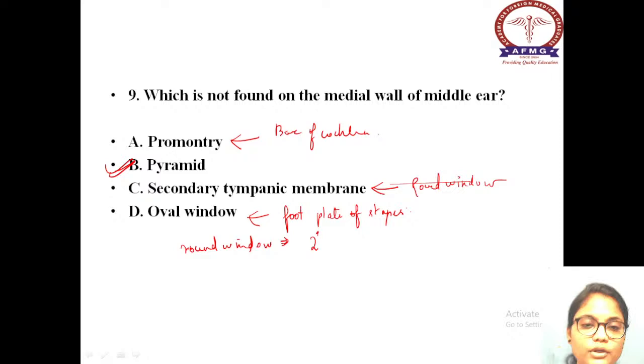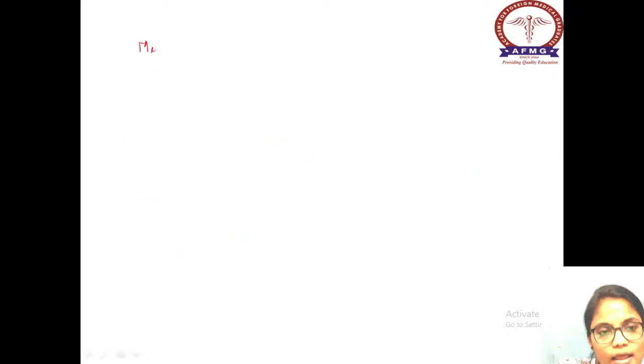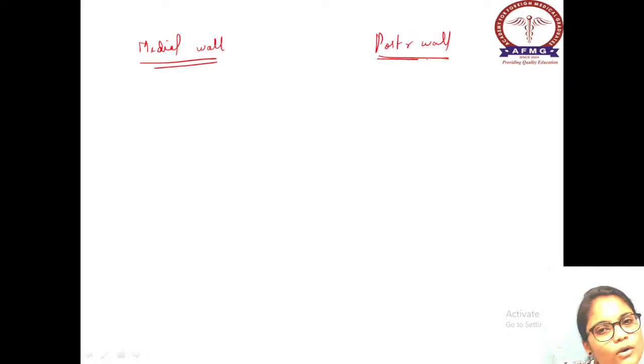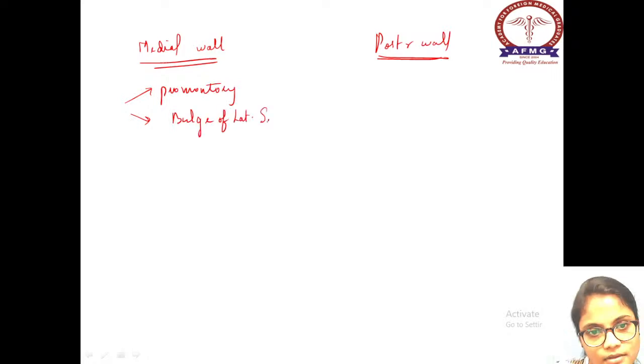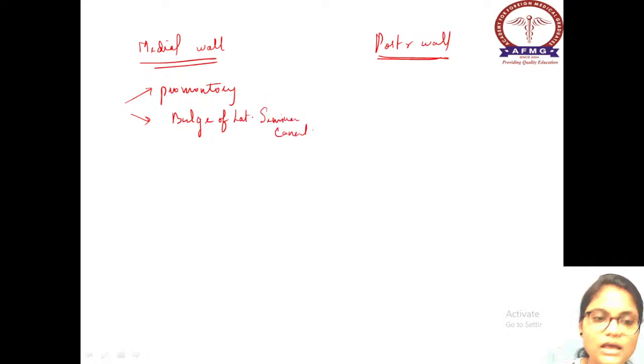So in view of the medial wall and posterior wall, what are all the things you have to remember, and what is the important thing? Many things are there in your medial and posterior wall, but the very important thing to understand is that your medial wall has 2 bulges. One is your promontory, which we have discussed, and the second one is the bulge of the lateral semicircular canal. And the next thing is they have 2 windows, the oval window and the round window, which we have seen.